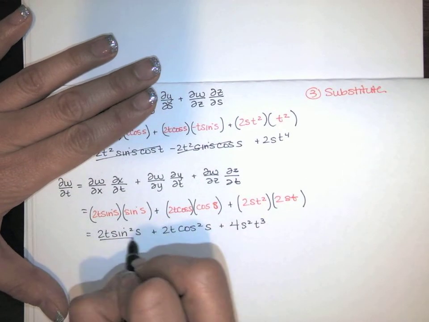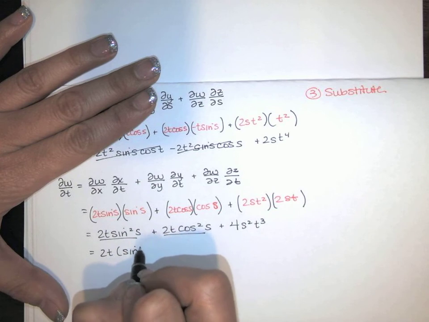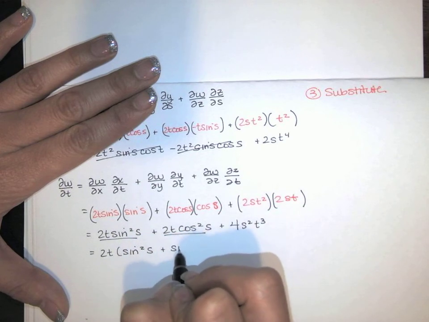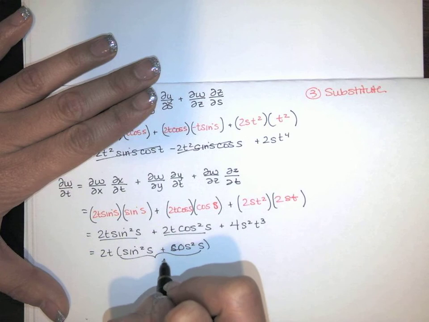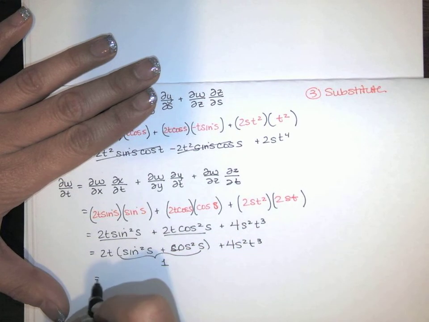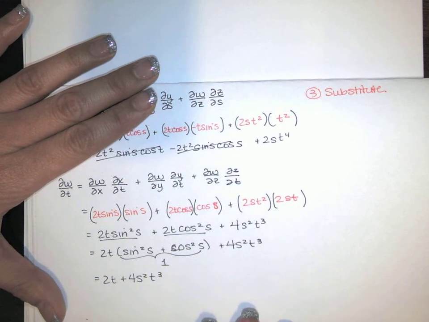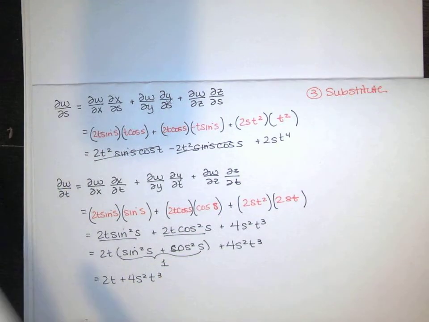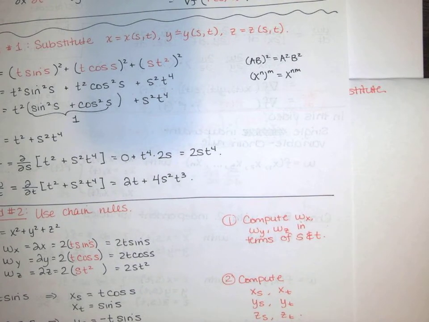And these guys have a 2t in common, so you can factor that out. And sine squared s plus cosine squared s is 1. That's nice. Always nice when that happens. So we get 2t plus 4s squared t cubed. Is that the same thing that we got the other way? Yes, it is. It's a very good sign.